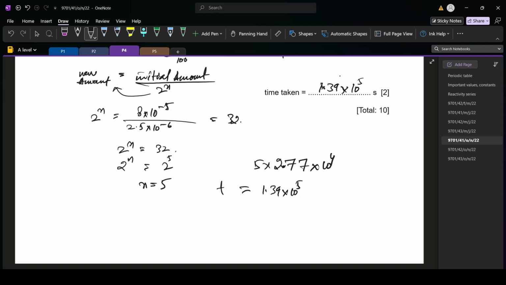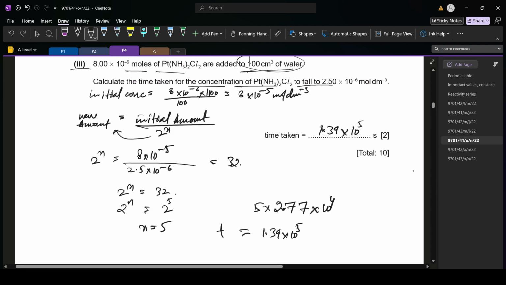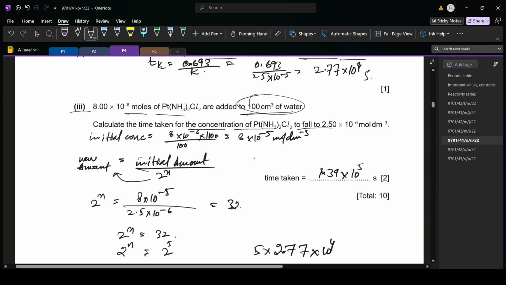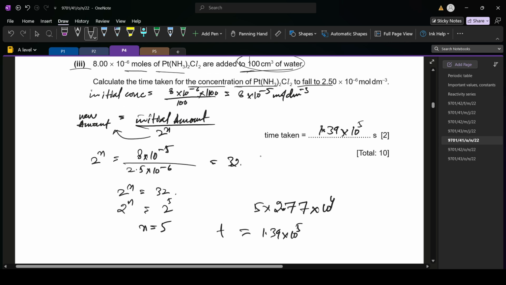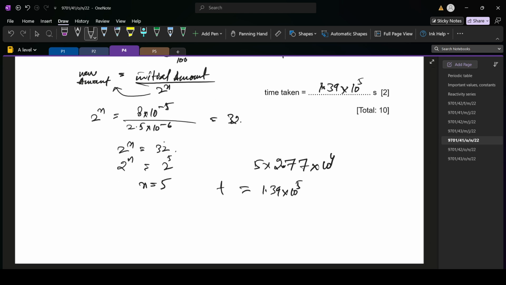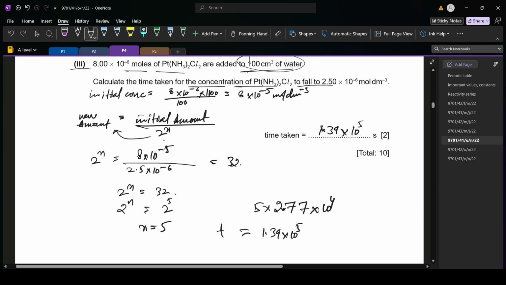This is one method, and you can also find a different method in the marking scheme as well, but I thought this method would help you a lot. You just have to remember this formula. New amount is equal to initial amount divided by 2n, where n is the number of half lives. I hope you understand this question.